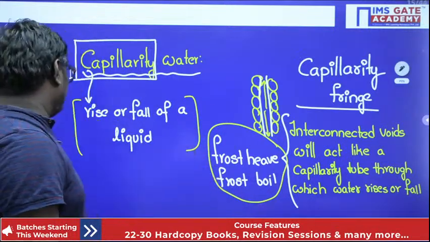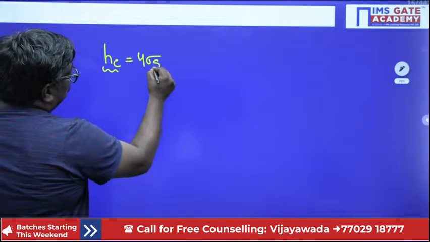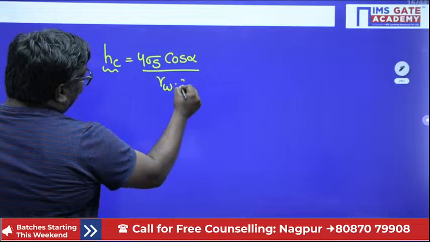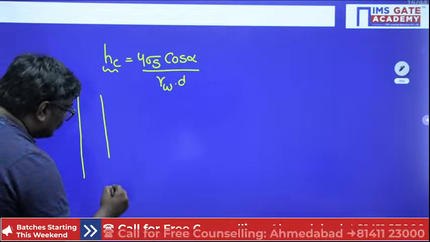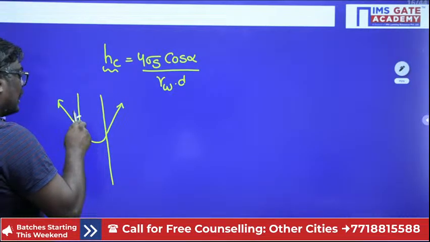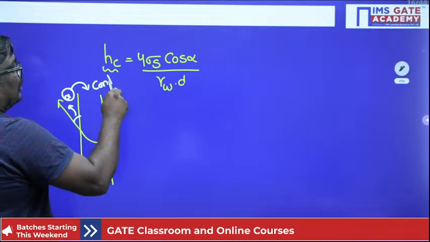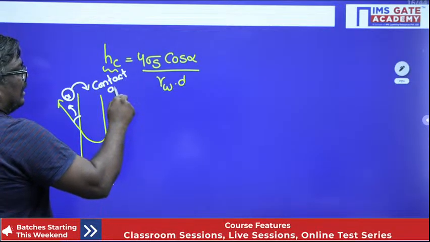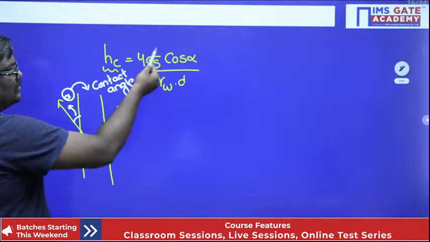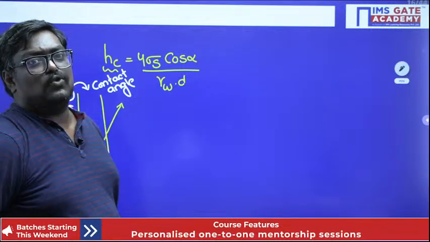Okay. Now, my dear students, there is a formula called capillarity height. Hc is equal to 4 sigma s cos alpha upon gamma W into D. See students, if I consider this as alpha, a meniscus, this we call alpha, where alpha is known as the contact angle, and D is the diameter of the tube, and sigma s is nothing but the surface tension, which is known as the force per unit length. What is sigma s? Force per unit length.